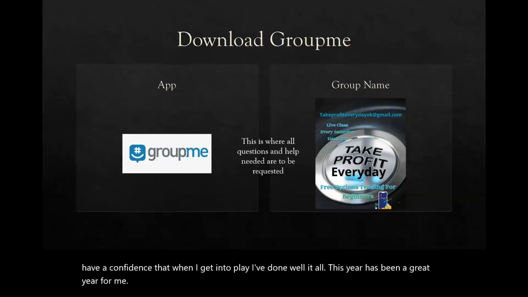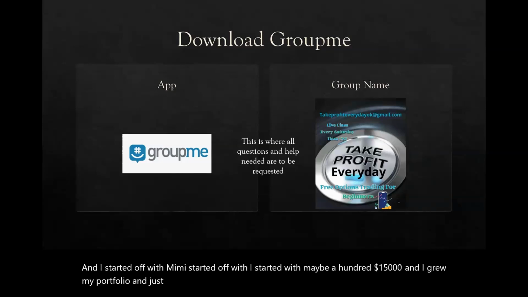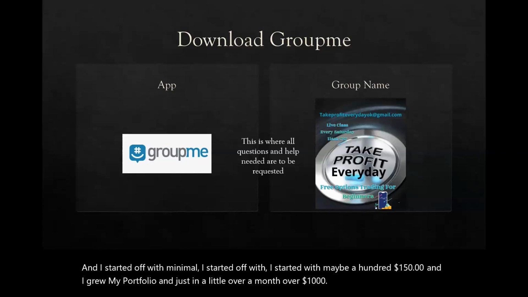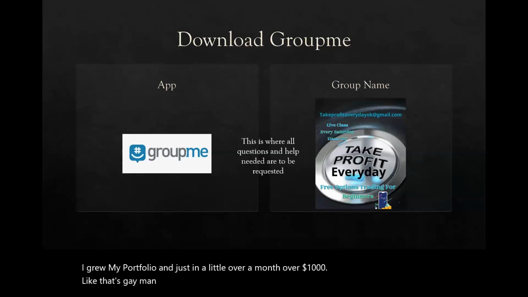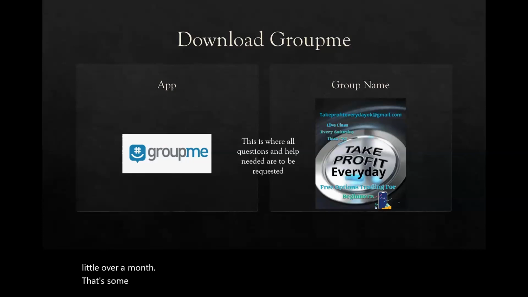You know, I started off with minimum. I started with maybe $100, $150. And I grew my portfolio in a little over a month to over $1,000. Hey man, I'll take that. I took $150 and turned it into $1,000 in a little over a month. I'm talking about almost 1,000% return.